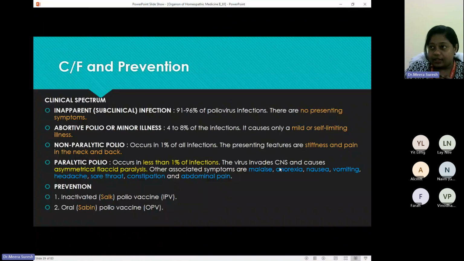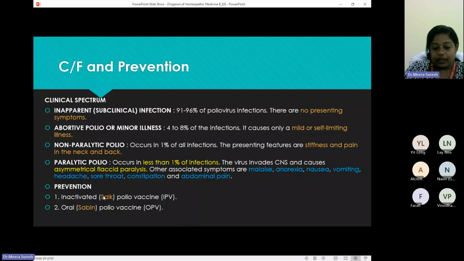And here the virus actually enters. Usually it is the GIT symptoms that are very commonly seen, but here the virus invades the CNS and produces flaccid paralysis, asymmetrical flaccid paralysis. If you have seen polio patients, it will usually be one limb. It is not symmetrical; if the left limb is paralyzed, the right will not necessarily be affected. Usually it will be one limb that goes towards a paralytic stage. Other symptoms will be malaise, anorexia, nausea, vomiting, headache, sore throat, constipation, and abdominal pain.